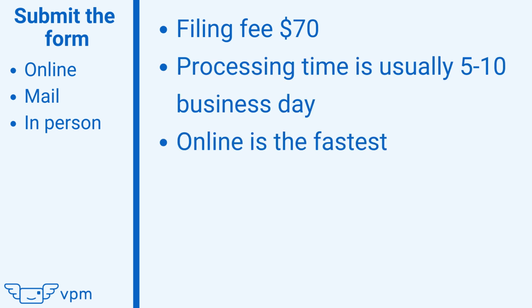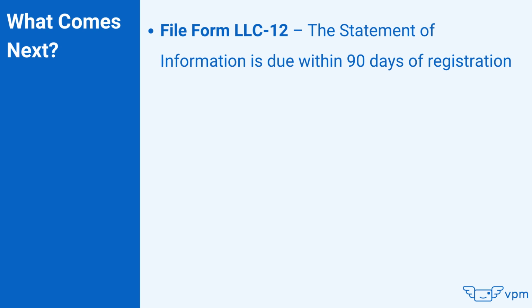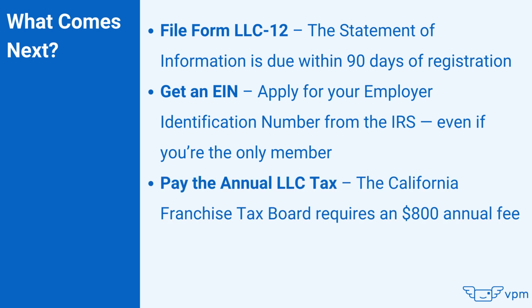Online is the fastest. After you file, there are a few more steps to make your LLC fully compliant. File Form LLC-12. The statement of information is due within 90 days of registration. Get an EIN. Apply for your employer identification number from the IRS, even if you're the only member. Pay the annual LLC tax. The California Franchise Tax Board requires an $800 annual fee.